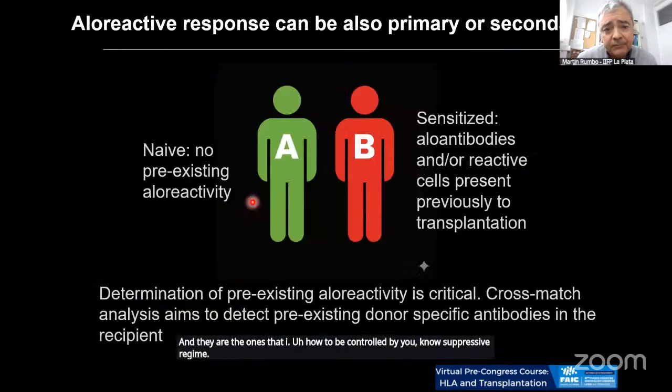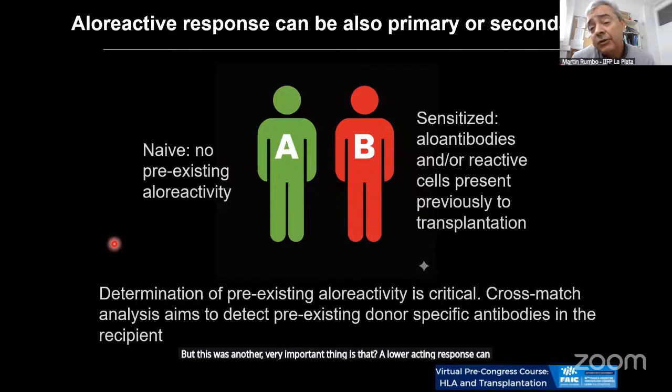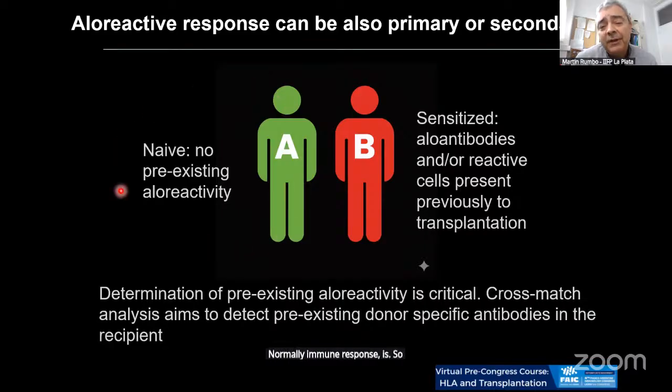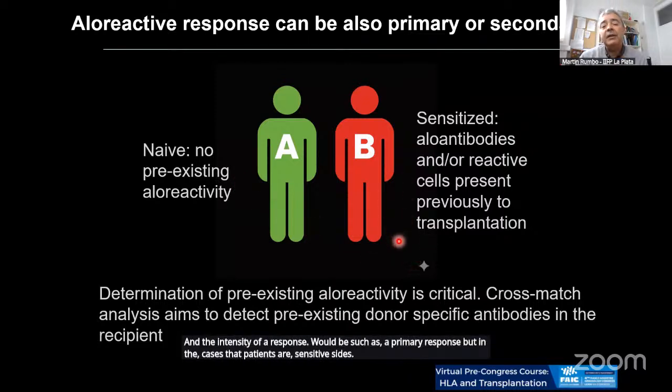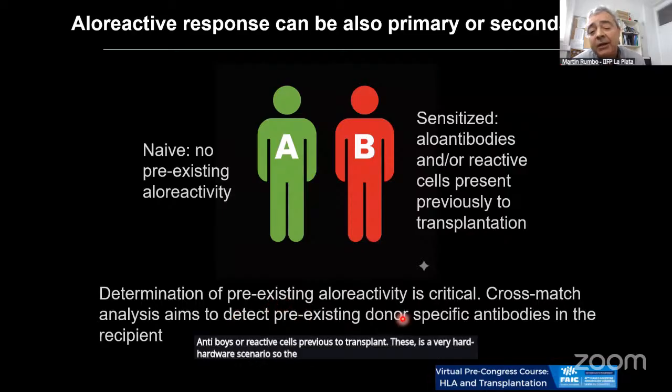But there is also another very important thing: the alloreactive response can be primary or secondary, like different normal immune responses. So there are two very different situations. With a naive recipient, in which there is no pre-existing alloreactivity, the kinetics and intensity of the response would be like a primary response. But in the case that patients are sensitized, even with the presence of antibodies or reactive cells before transplant, this is a much harder scenario. So the determination of pre-existing alloreactivity is critical.